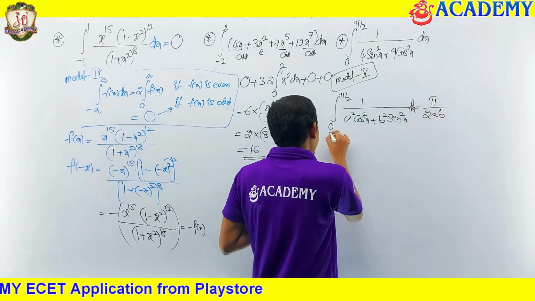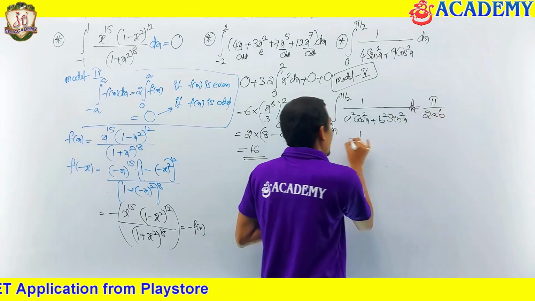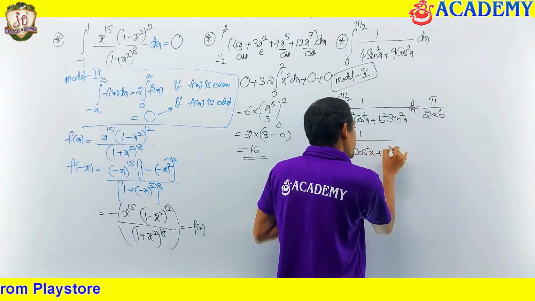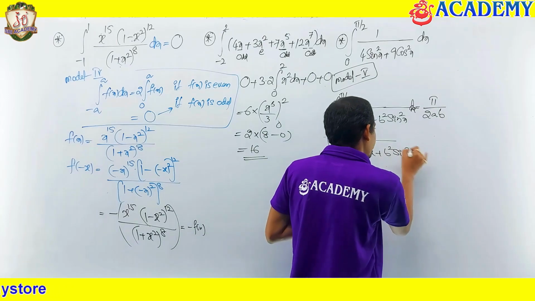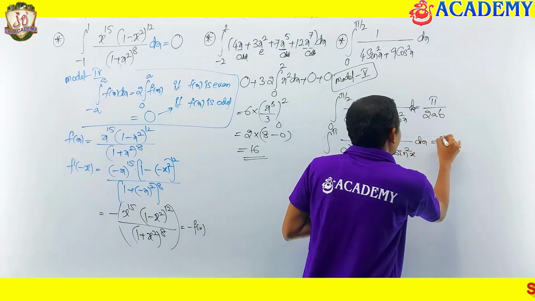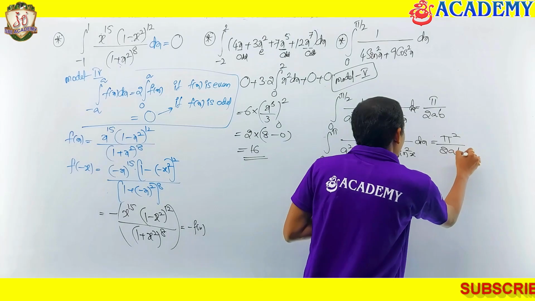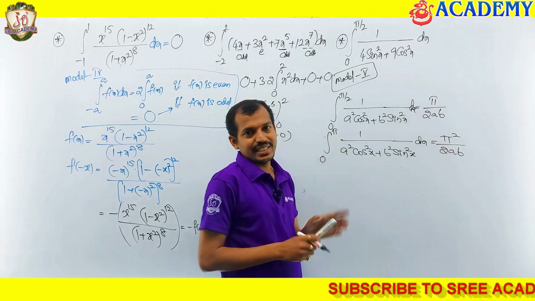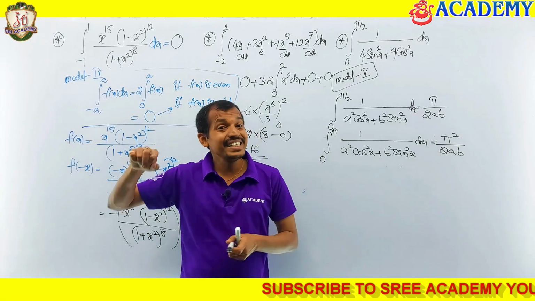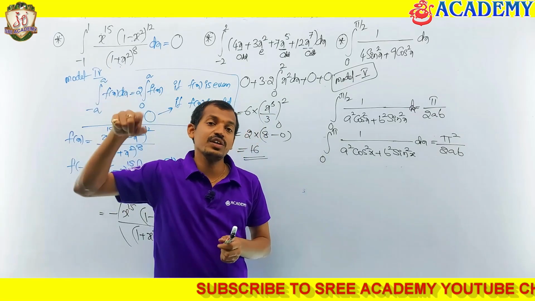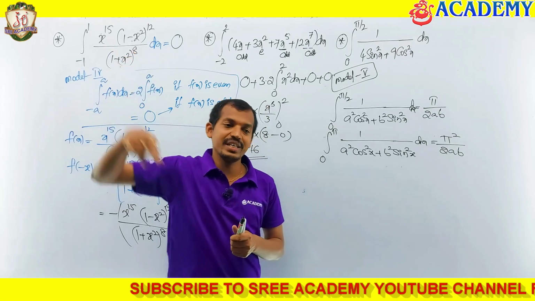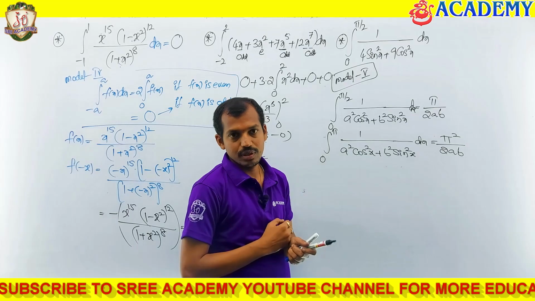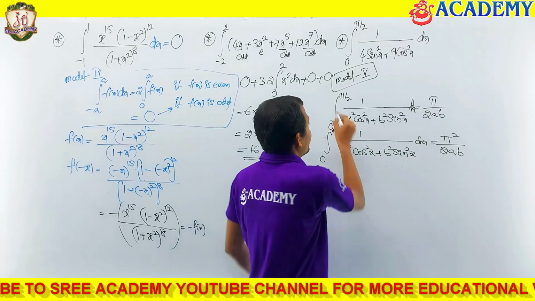If the integral is from 0 to pi of the same 1 divided by a square cos square x plus b square sin square x, the answer is going to be pi square by 2ab. Have you got it? Indirectly you have to replace x with pi minus x like the previous form: integral 0 to a f of x dx equals integral 0 to a f of a minus x dx. Based upon that, it's going to change, and based upon that you are going to have an answer.